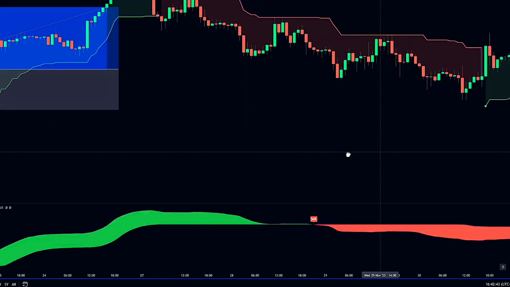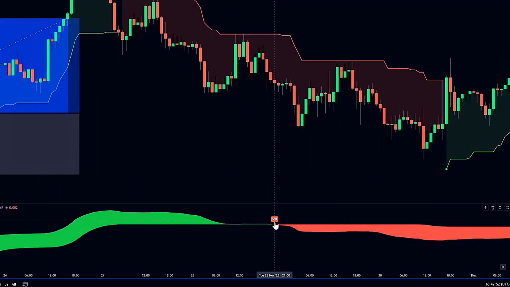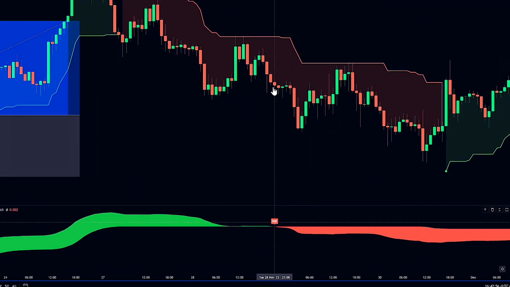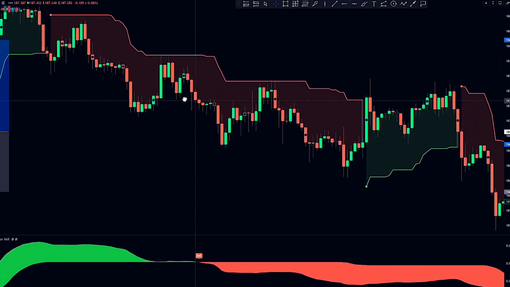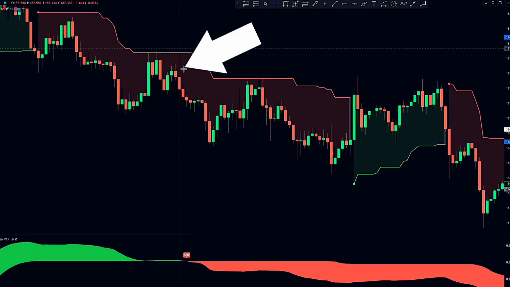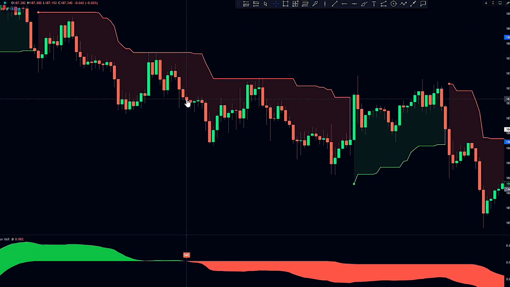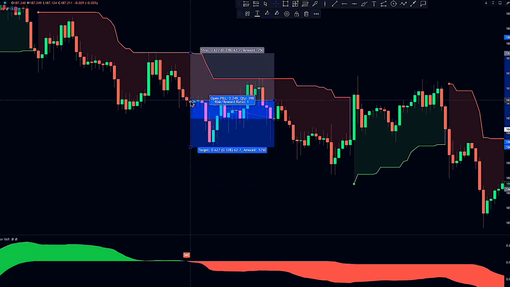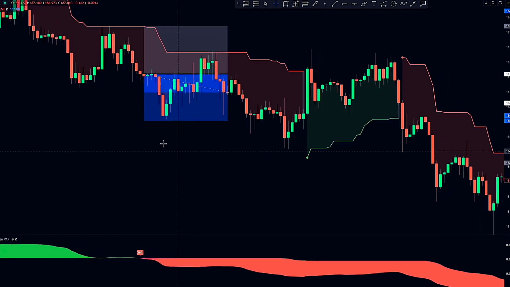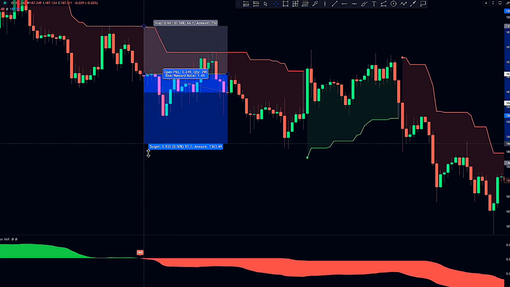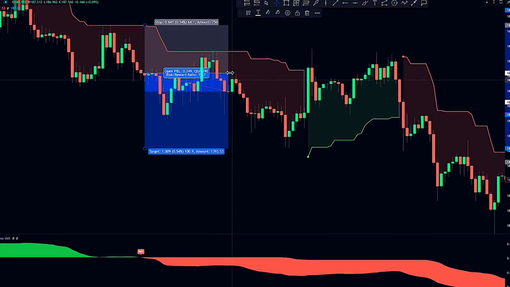For short trades, we simply do the opposite. Look for a sell signal from the first indicator while the super trend indicator is red. A red super trend means the market is in a downtrend. Enter a short trade, place your stop loss above the most recent swing high, and set your take profit at 1.5 times your risk. As you can see, this trade turned out profitable as well.